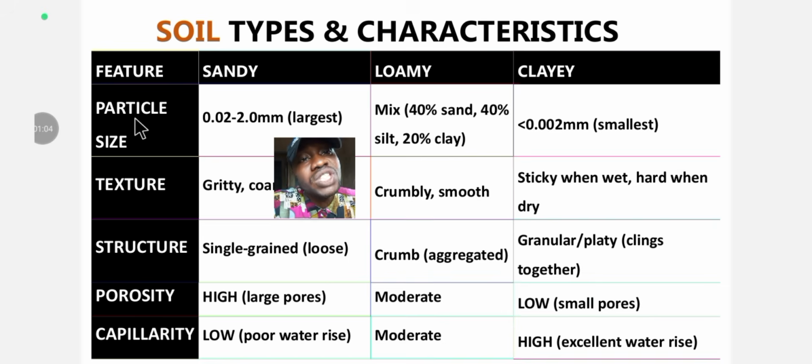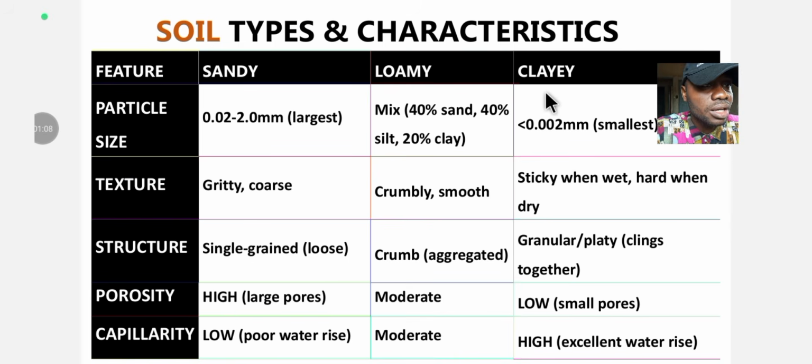What is the particle size of sandy soil? The particle size is between 0.02 and 2 millimeters, and it's the largest. Just know that sandy soil has the largest particles. For loamy soil, it's mixed: 40% sand, 40% silt, and 20% clay. Don't forget, loamy soil is mixed: 40% sand, 40% silt, and 20% clay.